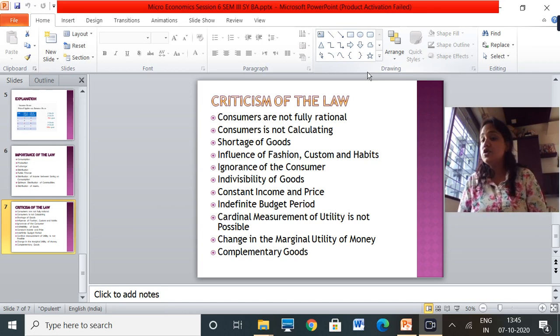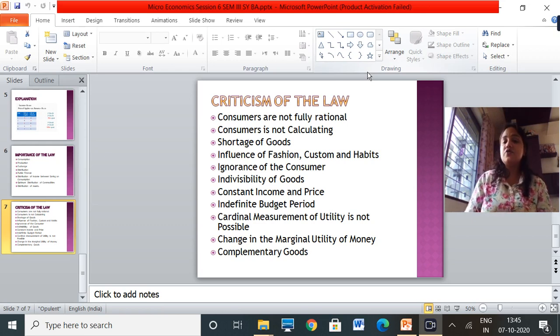Then there could be shortage of goods. Even though I as a consumer want 5 units of a product, say for example, because of the pandemic there is a shortage and there are only 3 units available. I may not get those 2 units and therefore I might not maximize my satisfaction. So shortage of goods could be a drawback again.